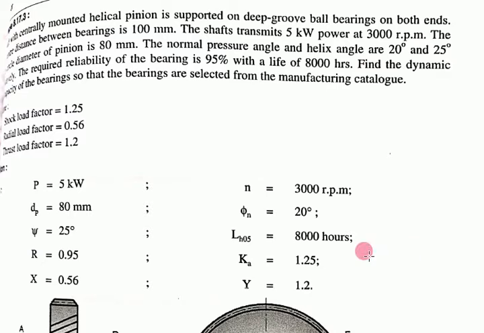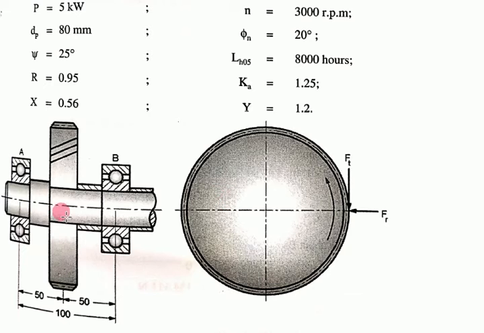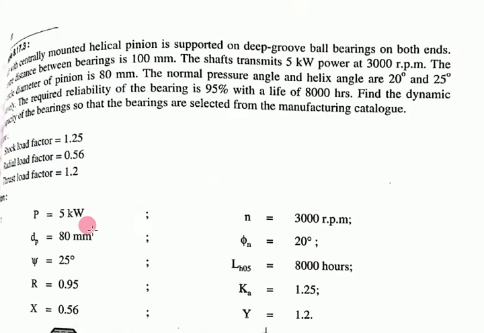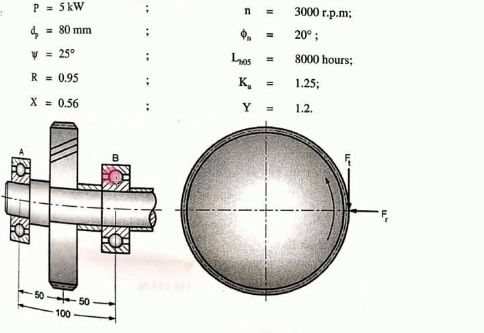So start with here: a shaft with centrally mounted helical pinion is supported on deep groove ball bearings. So here a shaft is supported on the deep groove ball bearing, with the helical pinion mounted on it. You can see the figure. Okay, this is a cross section. You can understand actually this is a round bearing, but because of the cross section it looks like this.